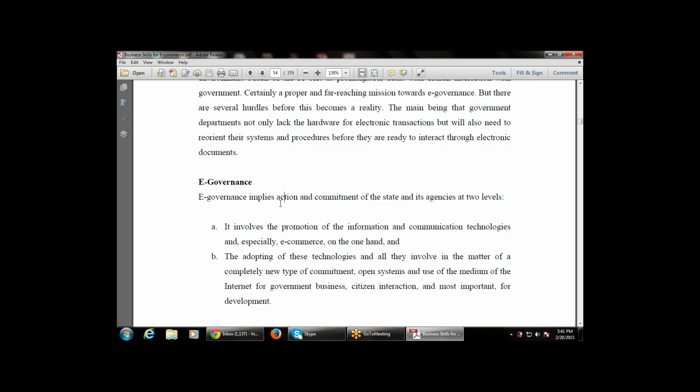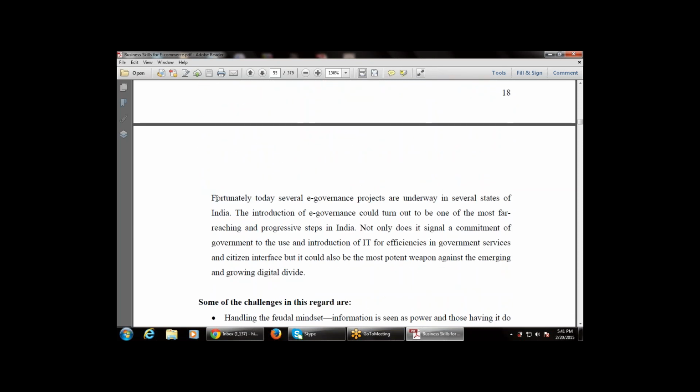E-governance is used. Fortunately, today several e-governance projects are underway in several states of India. Most of these projects use government rules and regulations over the internet on a day-to-day basis in India.